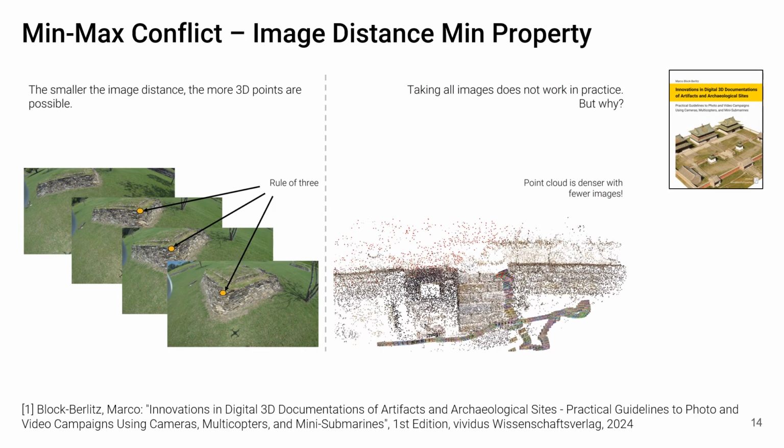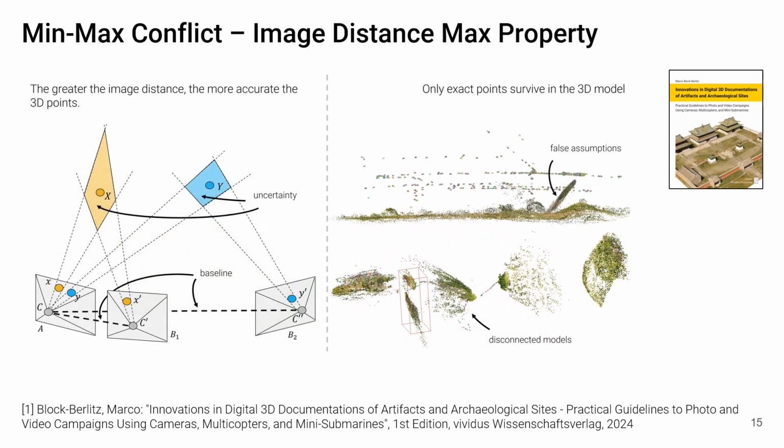Breaking down a video into frames doesn't sound very challenging at first, but we need to understand two important things here. The smaller the distance between the selected images, i.e. the greater the overlap, the more 3D points are possible later in the 3D model. However, if we were to take all the images, this would result in fewer 3D points than if we were to take a smaller selection of images. The reason can be found here.